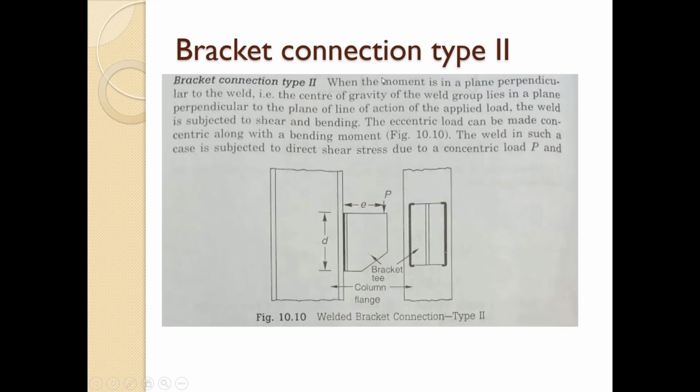So this is the bracket connection of type 2. When the moment is in the plane perpendicular to the weld, that is, the center of gravity of the weld group lies in a plane perpendicular to the plane of the line of action of the applied load, the weld is subjected to shear and bending. The eccentric load can be made concentric along with the bending moment.